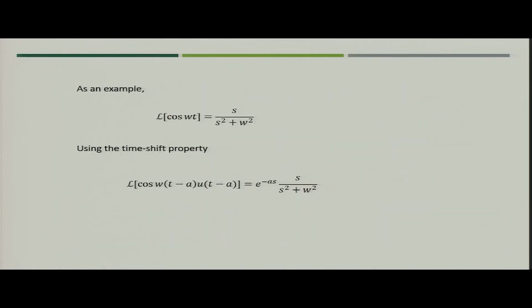With this, let us take the example of the Laplace of cos omega t. We discussed that the Laplace of cos omega t is s upon s square plus omega square. Now, if you are asked to find the Laplace of cos of (omega t minus a), what you need to do is simply multiply F(s), that is the Laplace transform of cos omega t, by e to the power minus as. So, without going into the complete integration, you can simply use this time shift property and find the value for cos of (omega t minus a).